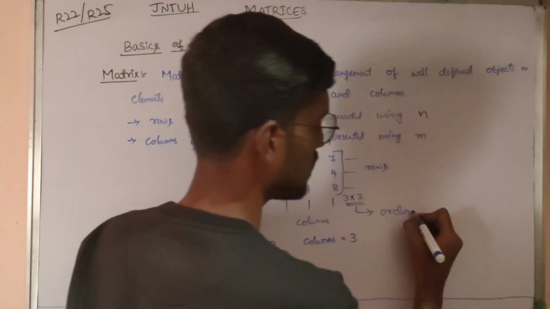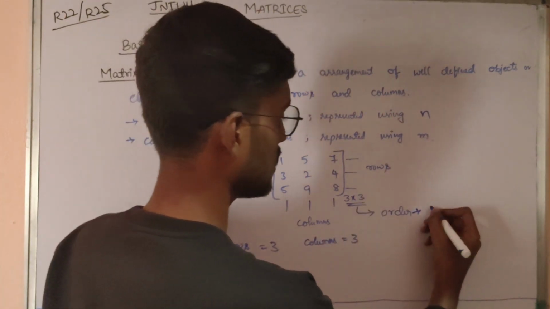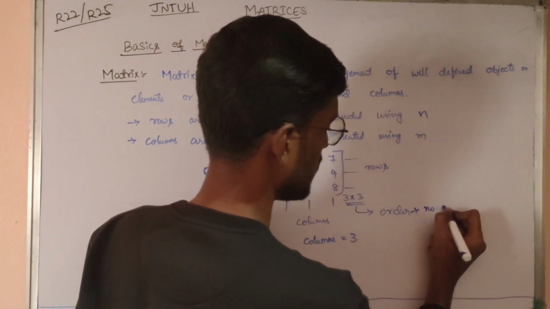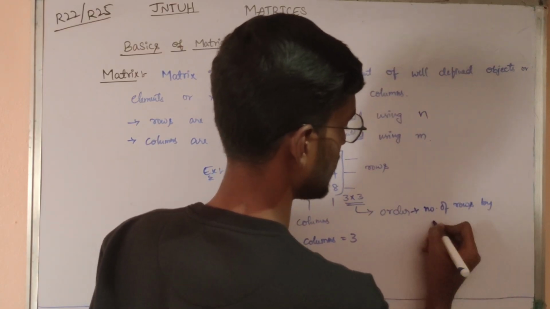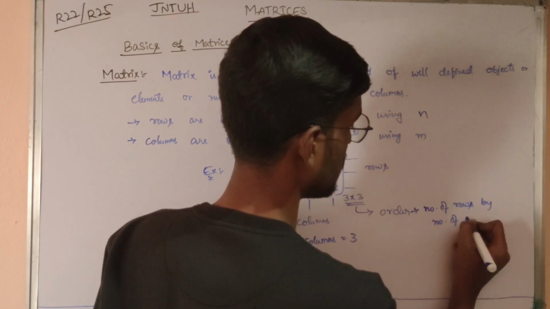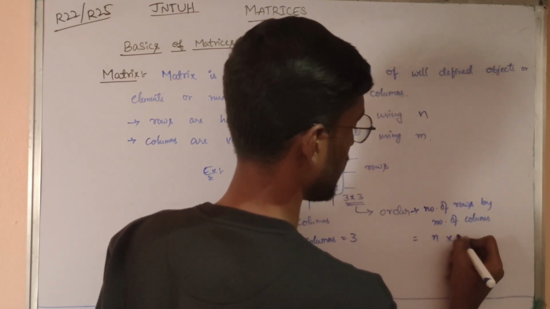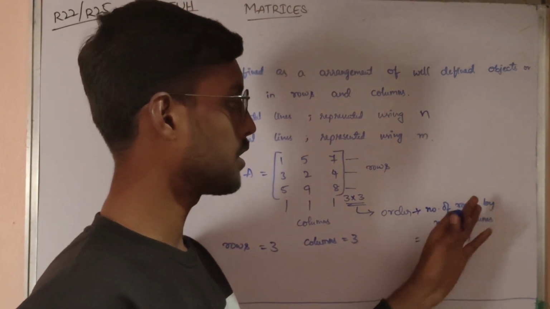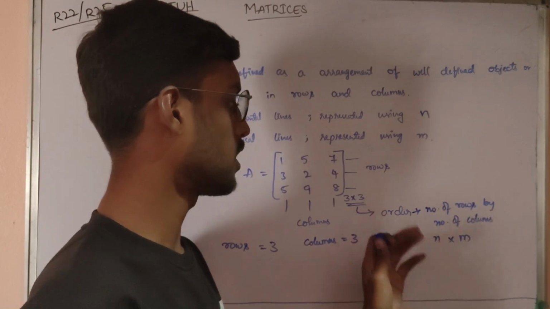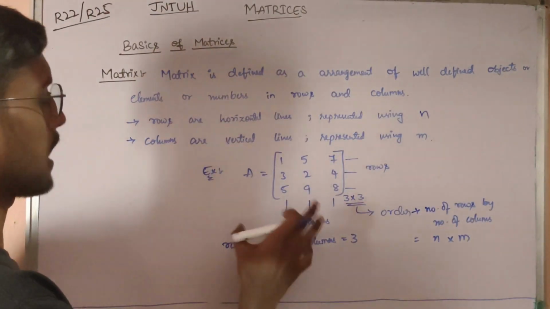Order is defined as number of rows by number of columns, which is written as n by m. We have to read it as n by m, where number of rows by number of columns means number of rows into number of columns. This is the order of our matrix.